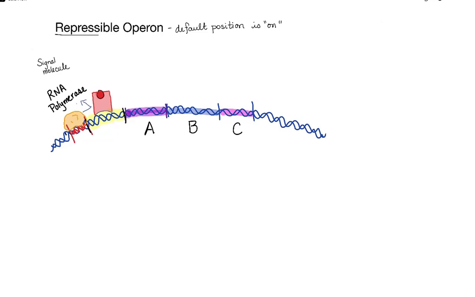If you had to guess, which kind do you think is more common in a genome? And surprisingly, repressible operons are slightly more common. So for instance, in E. coli, it is estimated that around 60% of the operons are repressible and 40% are inducible, meaning that repressible operons are a little bit more common than inducible ones.